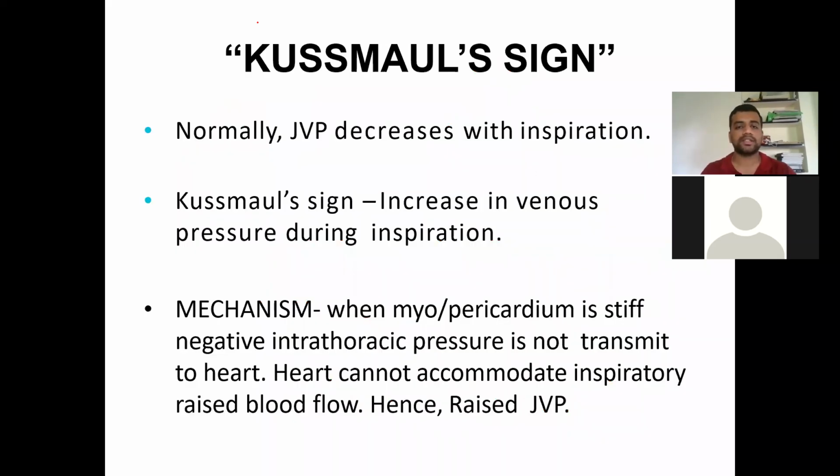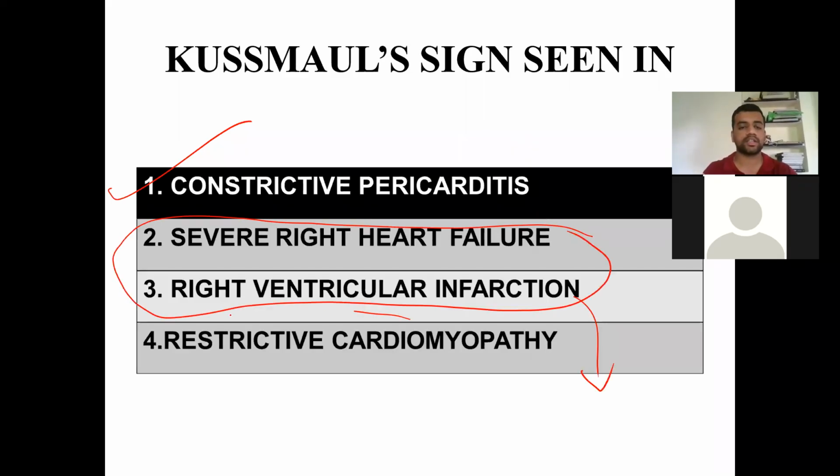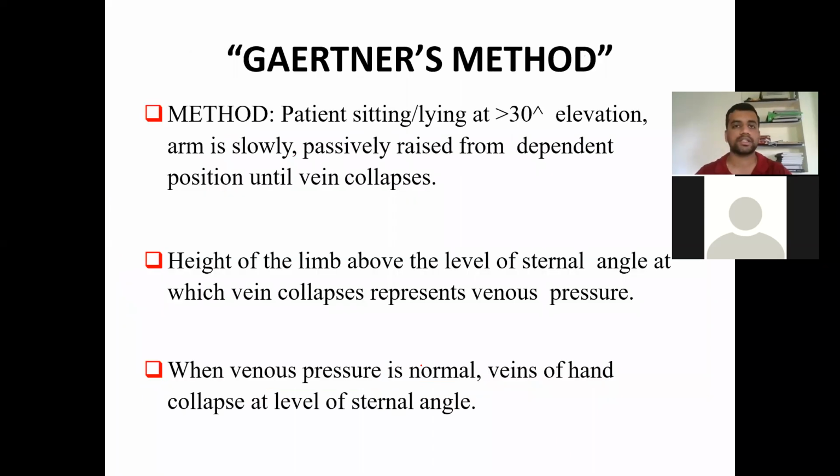Kussmaul sign: as I said yesterday, normally JVP should decrease with inspiration, and an increase of JVP with inspiration is Kussmaul sign. Yesterday we discussed the mechanism, will not go there again. You are going to answer what the different causes are. Like I said, it is constrictive pericarditis, and these are the two ventricular causes, and restrictive cardiomyopathy also sometimes acts similar to constrictive pericarditis. So you are going to give explanations of why it can happen. Yesterday we discussed this also.